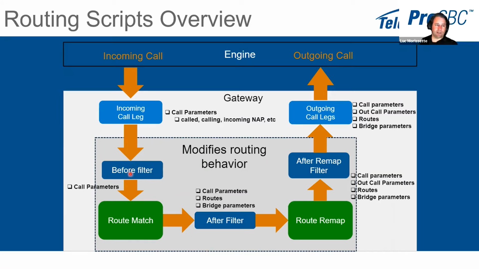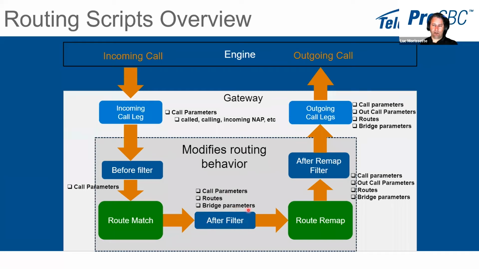But you can do all kinds of things with before filter, like normalization of numbers. You can do pre-filtering. You can do all kinds of things here. When you get out of this before filter, you still have these call parameters, but most likely they will have been modified, right? Because the before filter will have acted upon those call parameters to change the behavior of what you receive in the system. Then here, you will match those call parameters like we usually do from the routing table. You can then do an after filter. So when you get out of this route match, you still have your call parameters, but you also now have routes that have been matched and that are possible destinations for the system.